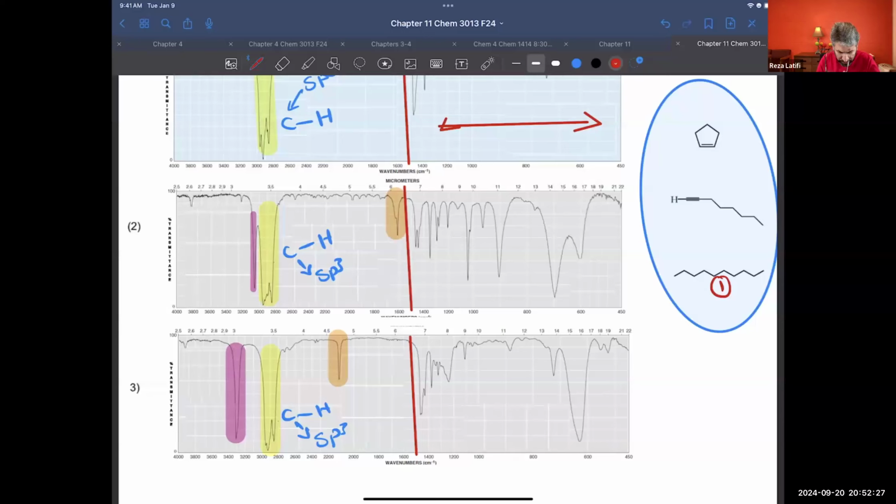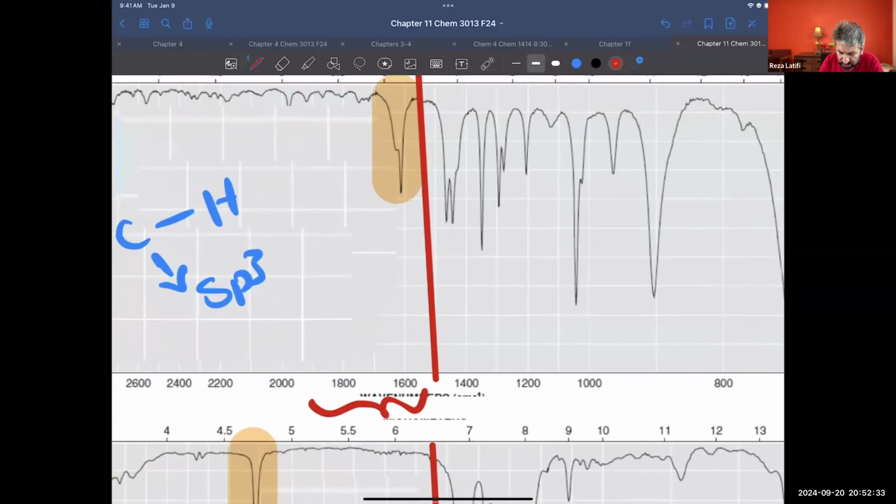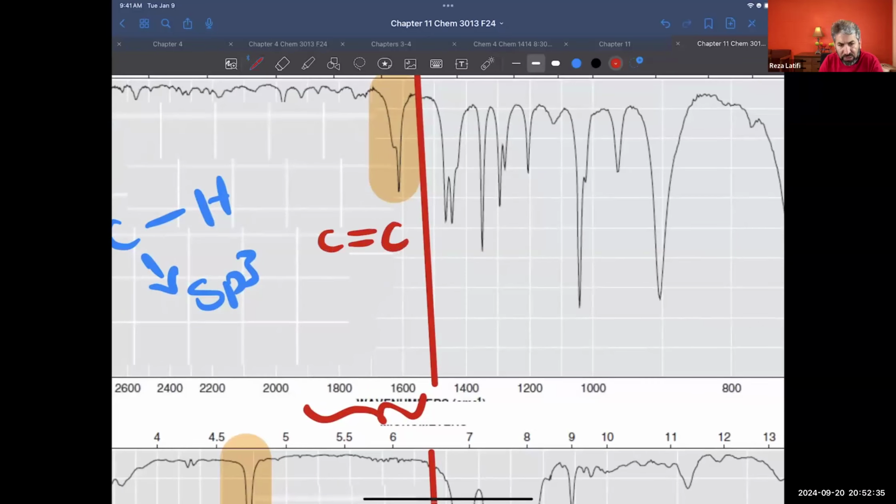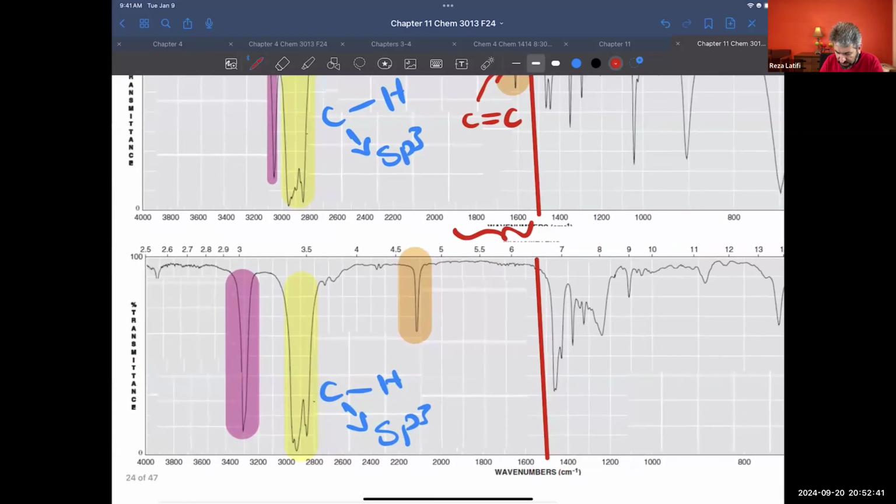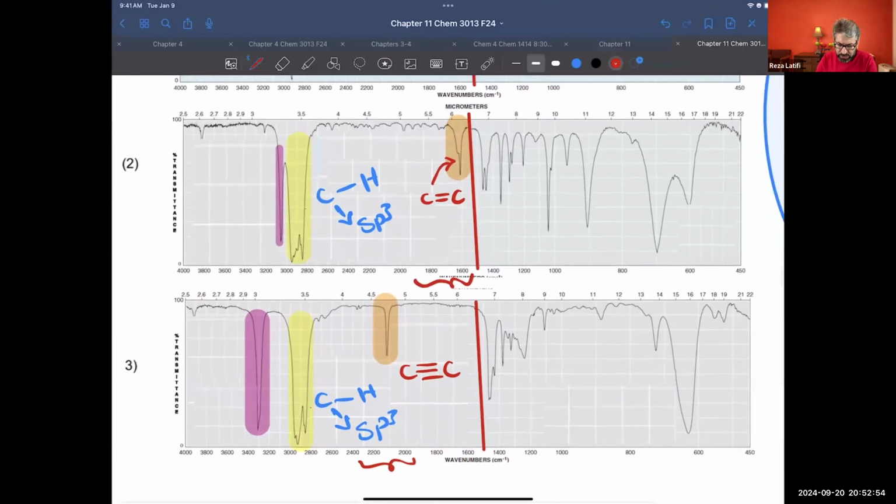We have a peak that is between 1600 and 1800. That's going to be a carbon-carbon double bond, so that represents a double bond of carbon-carbon. And I got a peak that is around 2100 to, let's say, 2200, and that's going to be a triple bond between carbon-carbon.